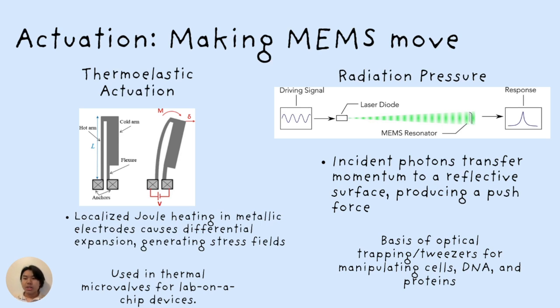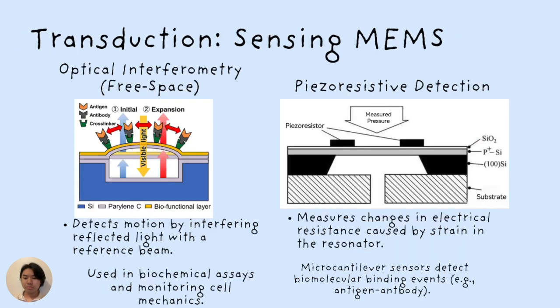Thermoelastic actuation involves localized joule heating using metallic electrodes fabricated on the resonator. The resulting differential thermal expansion develops a stress field that drives mechanical motion. It's used in thermal microvalves for lab-on-a-chip devices. Last but not least is the radiation pressure. This is the force created when photons strike a reflective surface and transfer momentum, producing a push force.